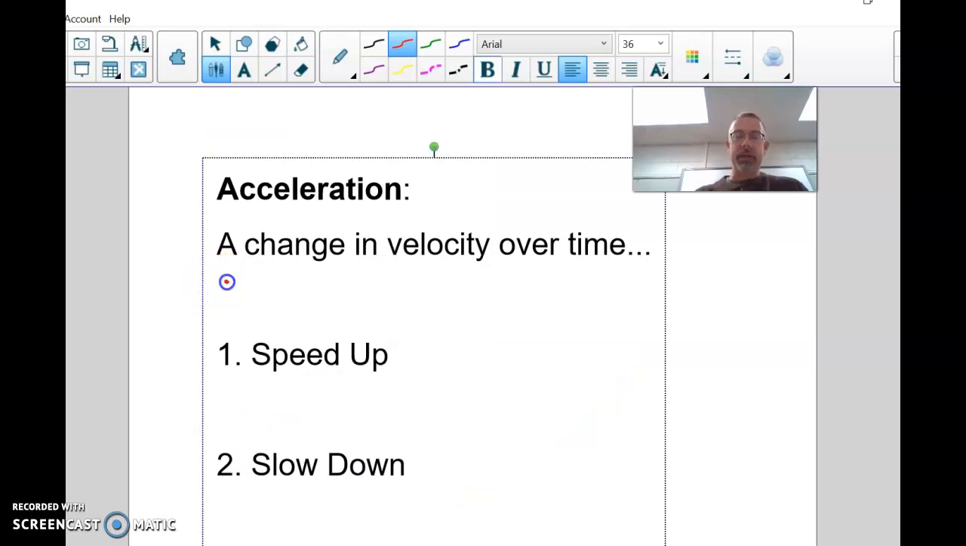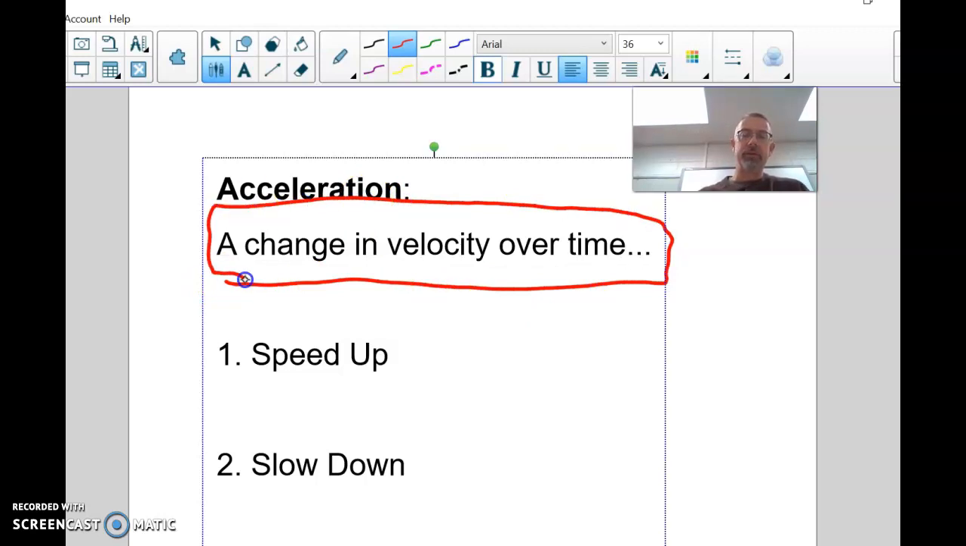So what is acceleration? Here's our definition. An acceleration is a change in velocity over time. Notice I'm not using the word speed. It's a change in velocity over time. Now, I could speed up, and that would be a change in speed, but velocity is a little bit broader term here, as we're going to see.